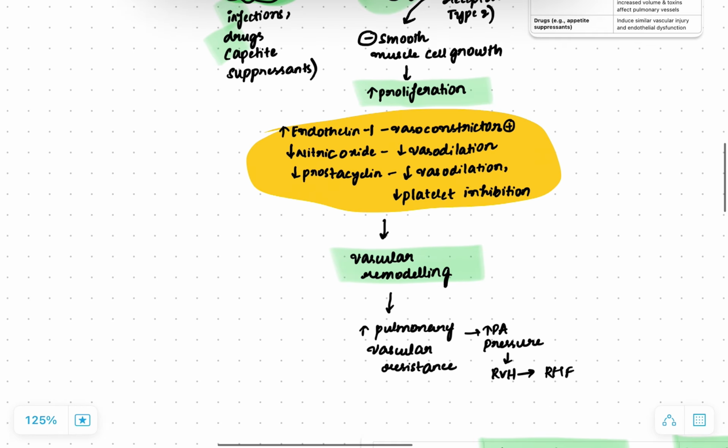Because of this vascular remodeling, there will be smooth muscle hypertrophy leading to increase in the pulmonary vascular resistance. So this increases the pulmonary artery pressure and causes right ventricular hypertrophy leading to cor pulmonale and right heart failure.